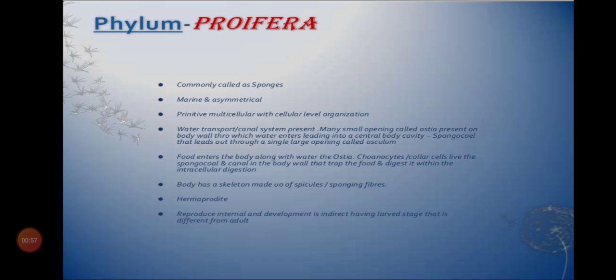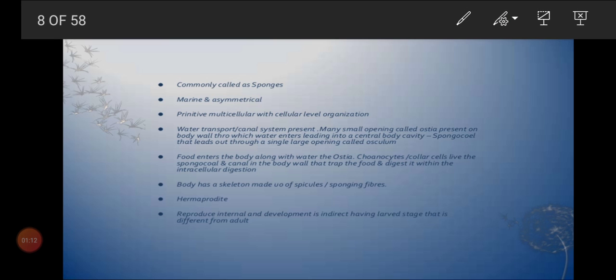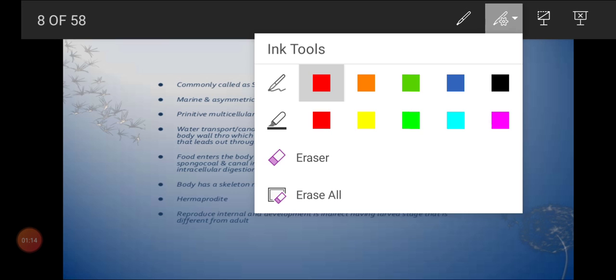And why has Whittaker kept it under Animalia and not in Protista? Because it is multicellular, but only one animal group, that is Porifera. It doesn't contain any nervous system. We'll quickly see with small headings and then we'll go through the points.